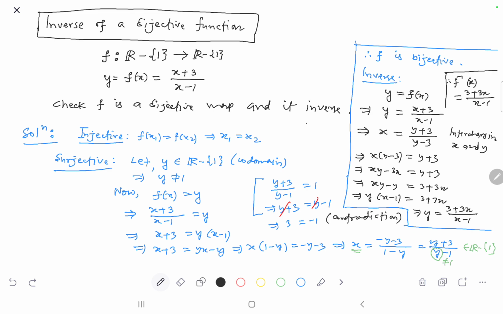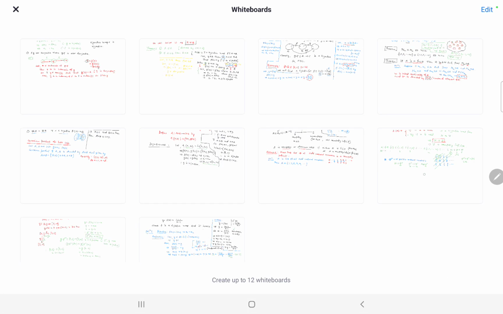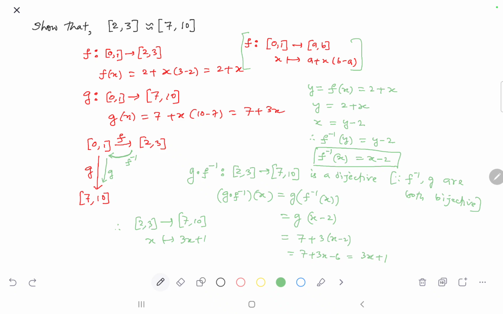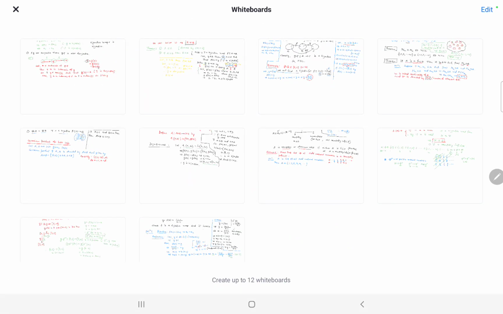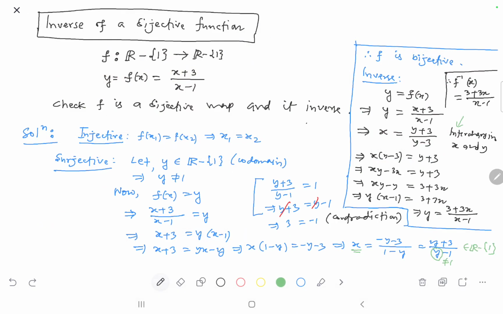Any question? No, okay. The new thing that I used here: first I interchange x and y, then solve for y. In the previous example I calculated the inverse without interchanging. I directly calculated x and wrote f inverse of y equal to y minus 2, and then I had to put x in the place of y. But if you interchange beforehand, you do not need to do that.